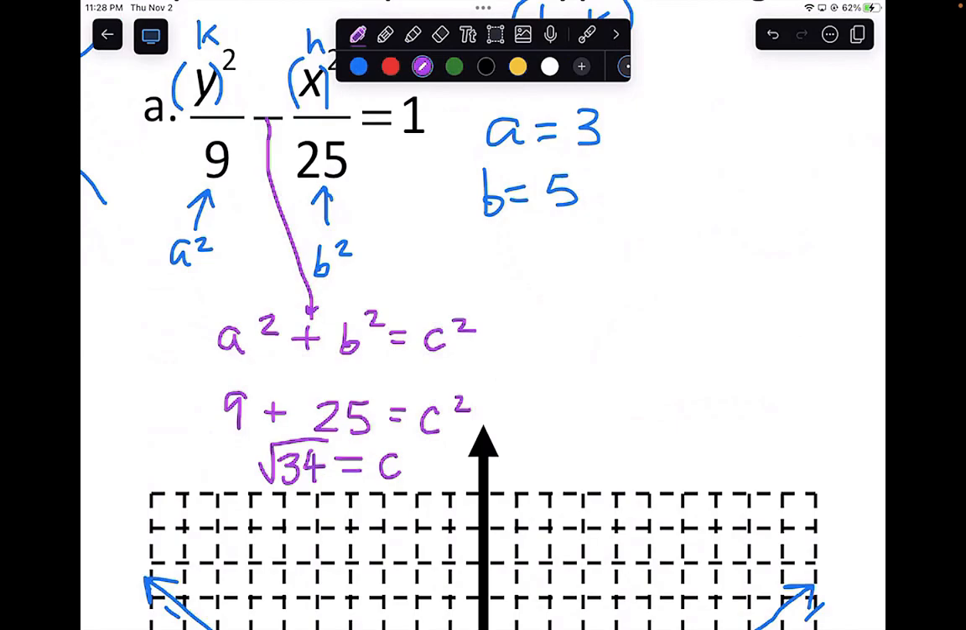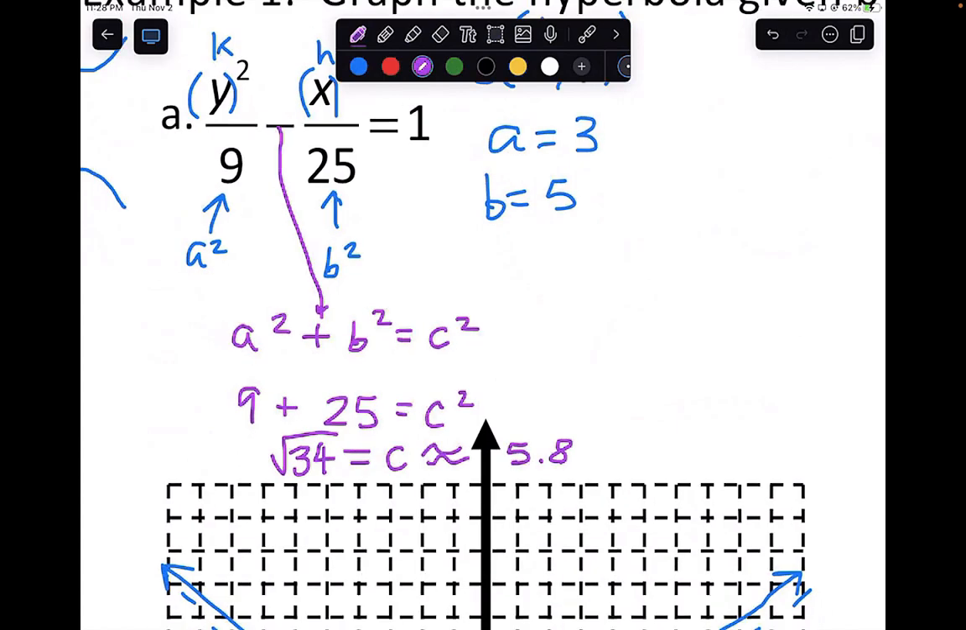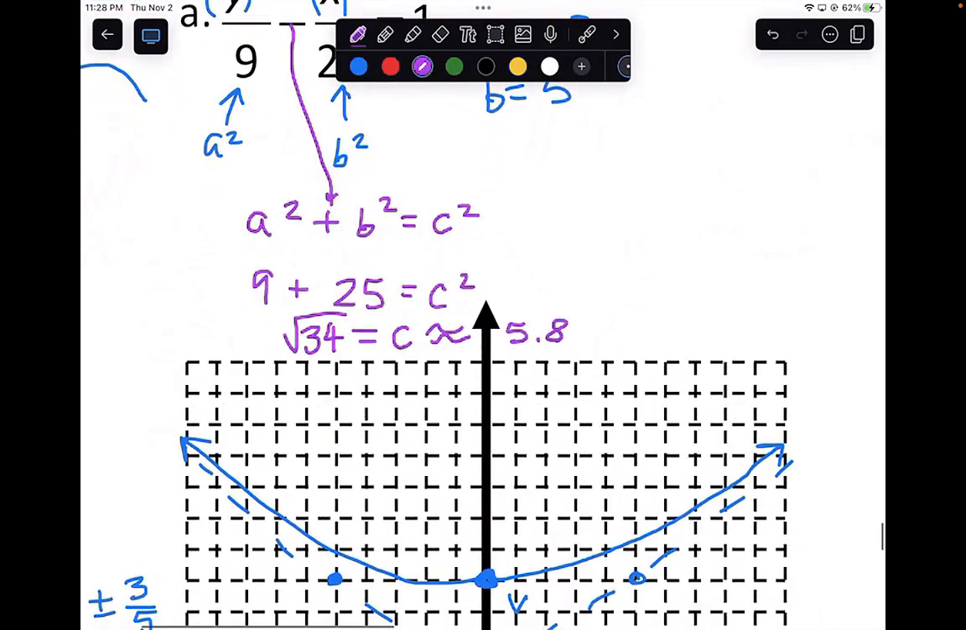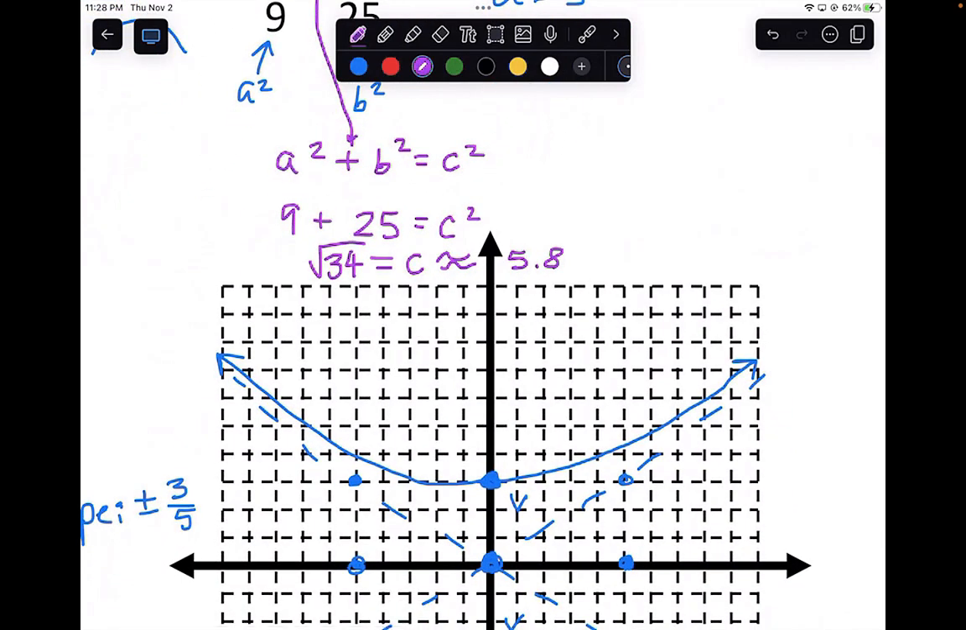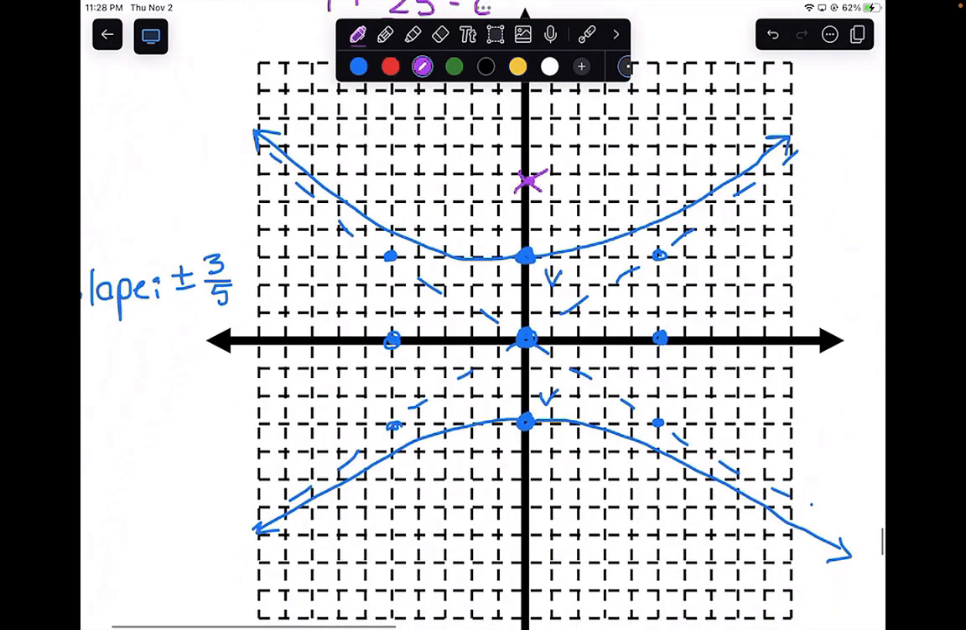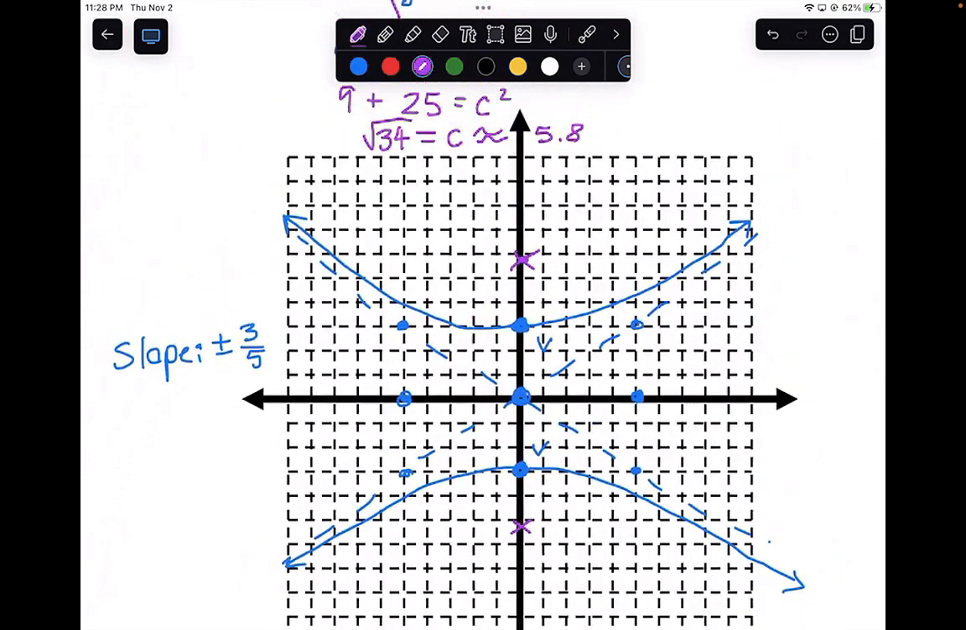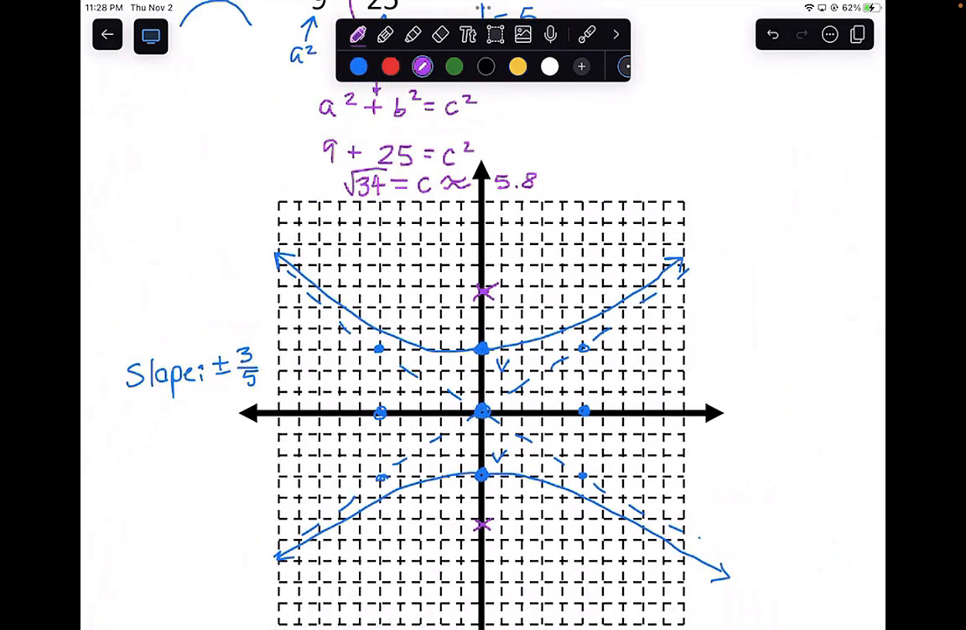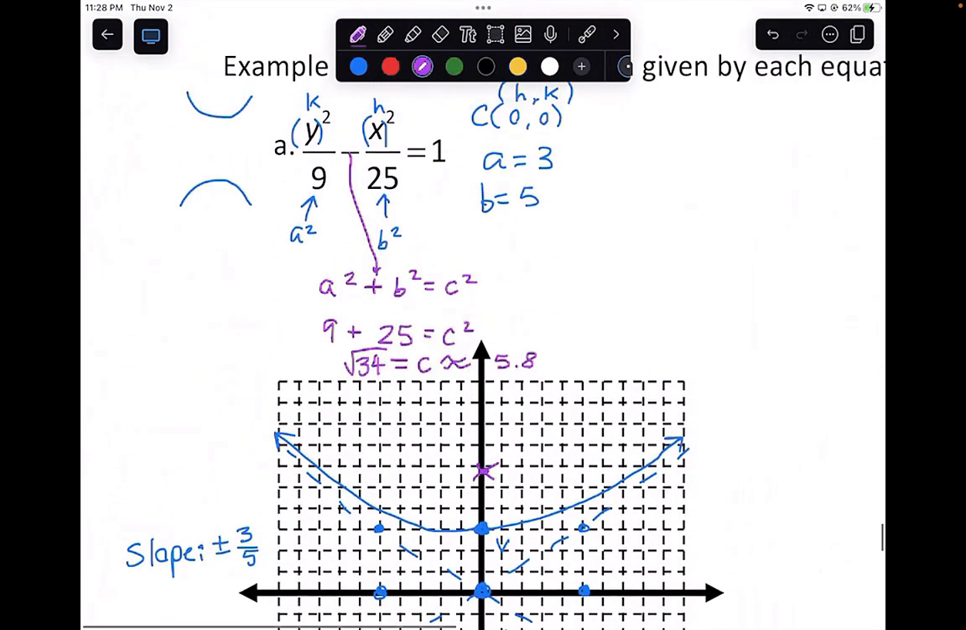That is approximately 5.8. If you want to sketch it on the graph, you can, but a lot of times we do not graph the foci. But if you want to, go up 5 and then a little bit more, and that would be where a foci is. And then go down 5 and a little bit more. That'd be where another foci is. A lot of times we don't require you to graph it. However, we'll usually ask you for the foci ordered pairs, so I'm going to list that here.